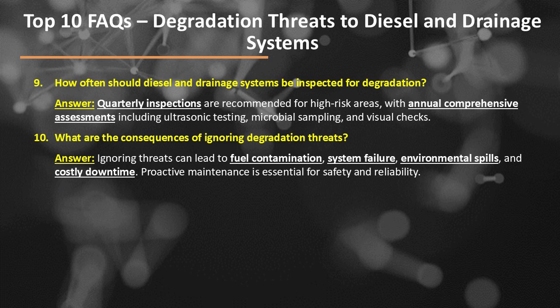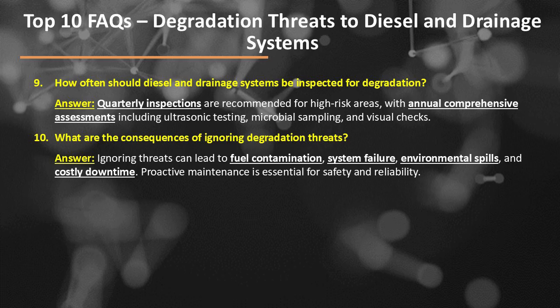Question number 9. How often should diesel and drainage systems be inspected for degradation? The answer is, quarterly inspections are recommended for high-risk areas, with annual comprehensive assessments including ultrasonic testing, microbial sampling, and visual checks.